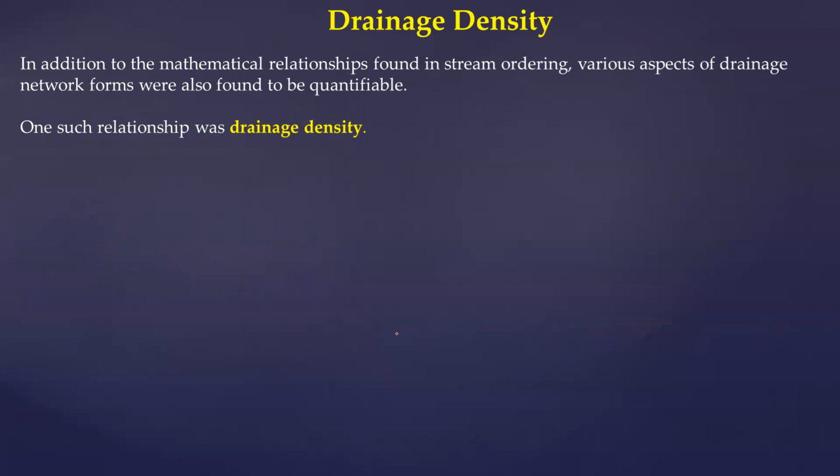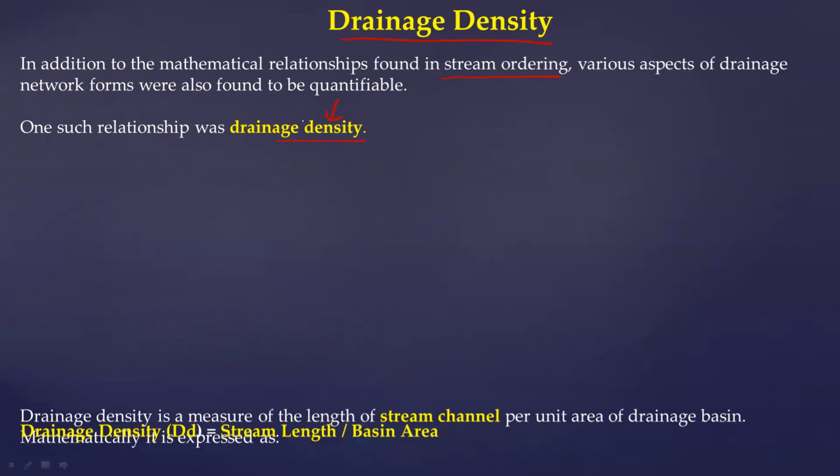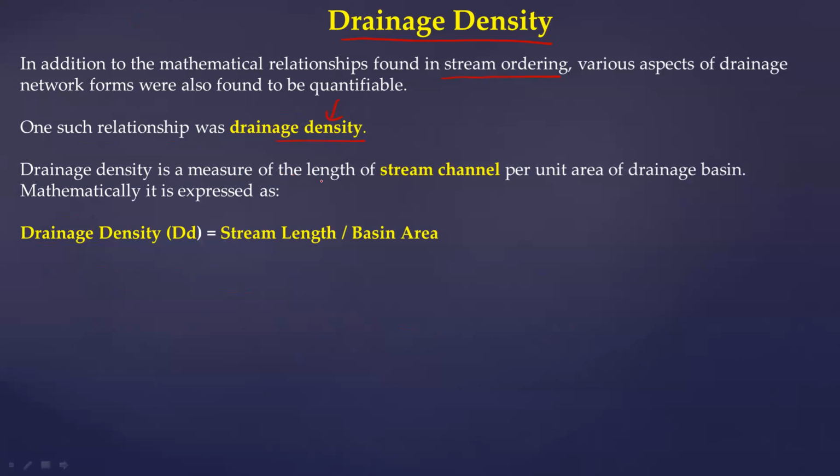Now, let's understand what is drainage density and how you will compute it. So in addition to mathematical relationships found in stream ordering through Horton's formula, you observe that there is a relationship called drainage density. You can calculate drainage density. How will you do it? So drainage density is a measure of length of a stream channel per unit area of drainage basin.